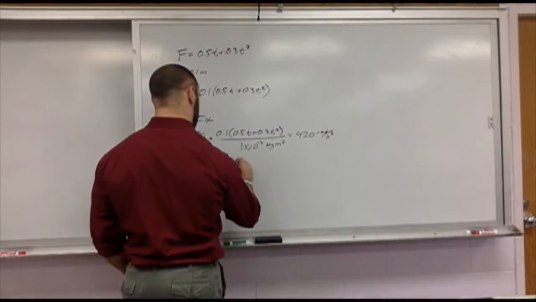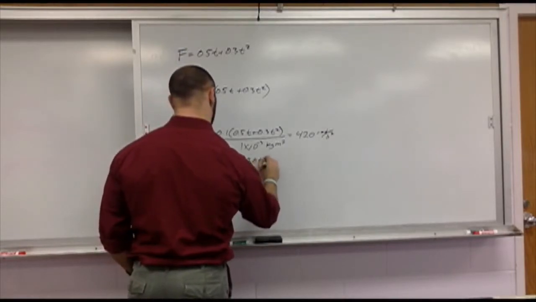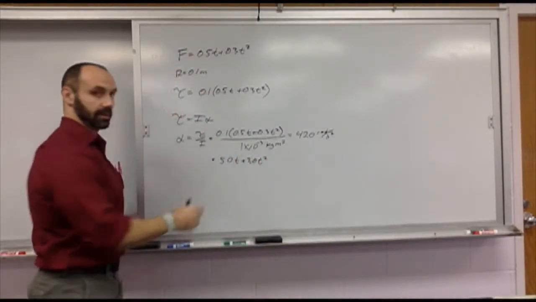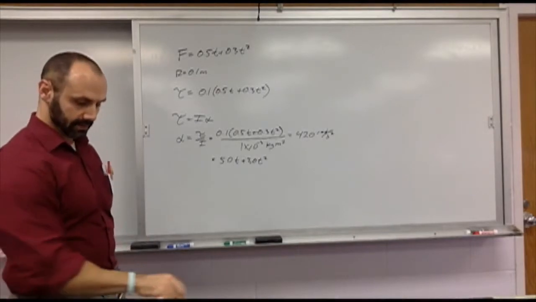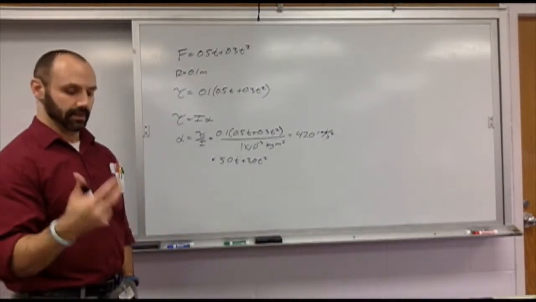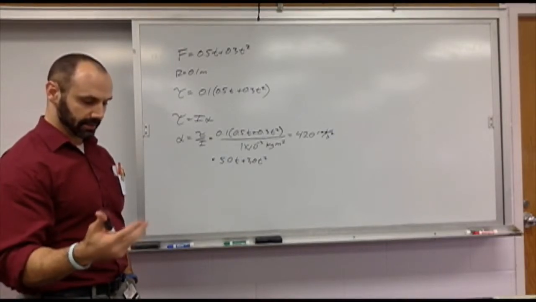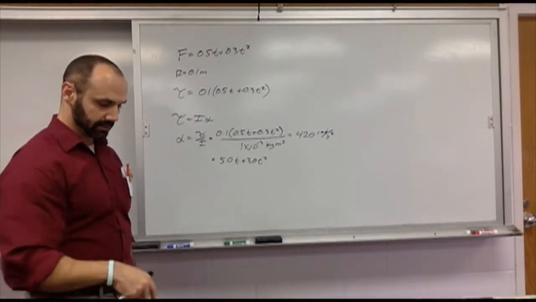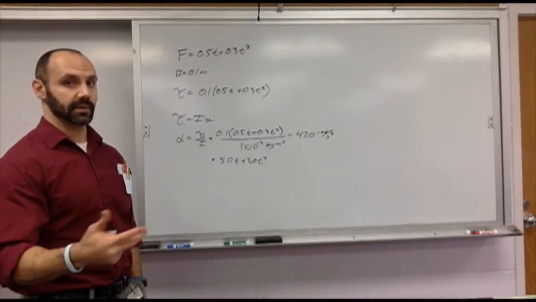But when I simplify this a little bit, what I find happening is that this becomes 50t plus 30t squared. That's actually going to be important. I'm going to need that for the next part of this, because I'm looking for the final angular velocity. I want to know the angular speed at 3 seconds. So in order to get the angular speed, I can't use the kinematic equation omega f equals omega i plus alpha t.